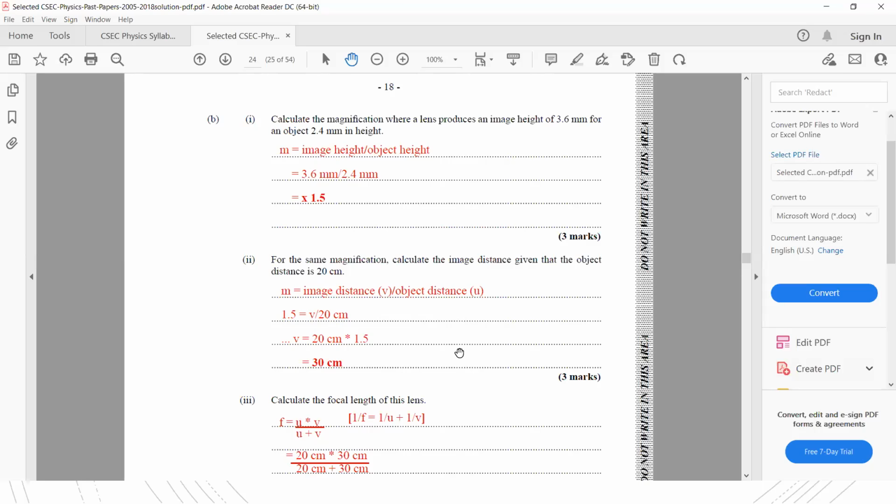For the same magnification, calculate the image distance given that the object distance is 20. You know that the magnification is image distance over object distance, always image over object. So we already know the magnification to be 1.5, and we substitute our values there and transpose for V. So V would be equal to 1.5 times 20, and that's 30 centimeters.